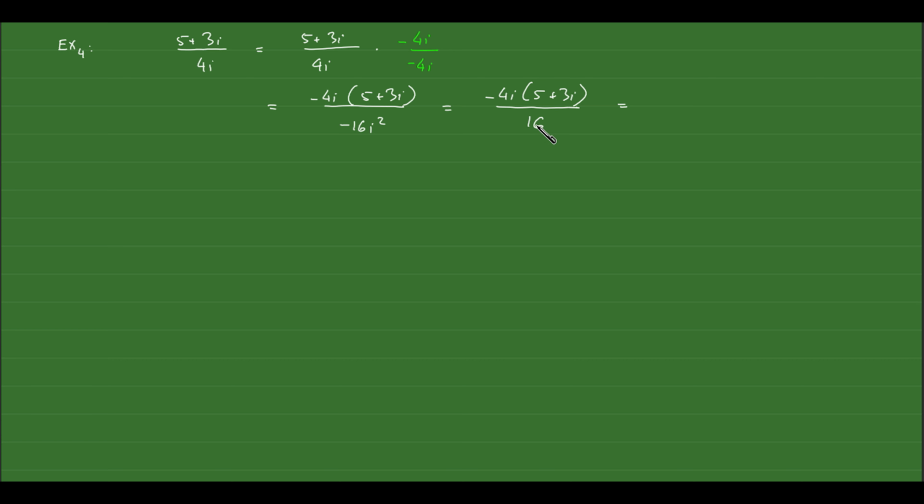And now I simplify 4 over 16, which gives you 4. Okay. Then I'm going to distribute the negative i in, so that gives you negative 5i, and negative i times 3i gives you minus 3i squared over 4. And i squared is equal to what? i squared is equal to negative 1, so I can write it as i squared.